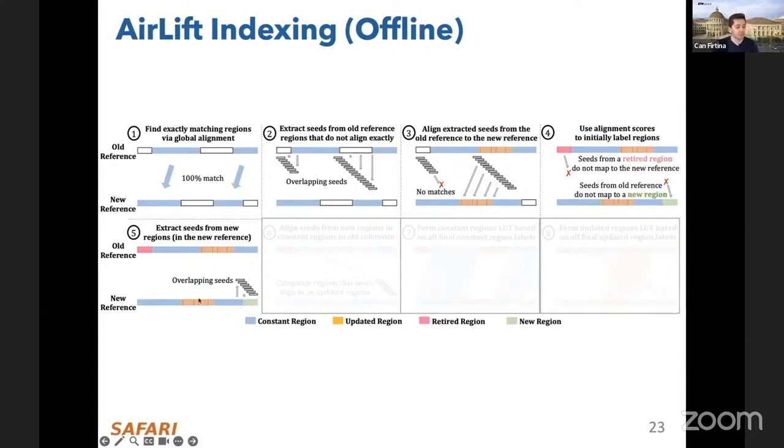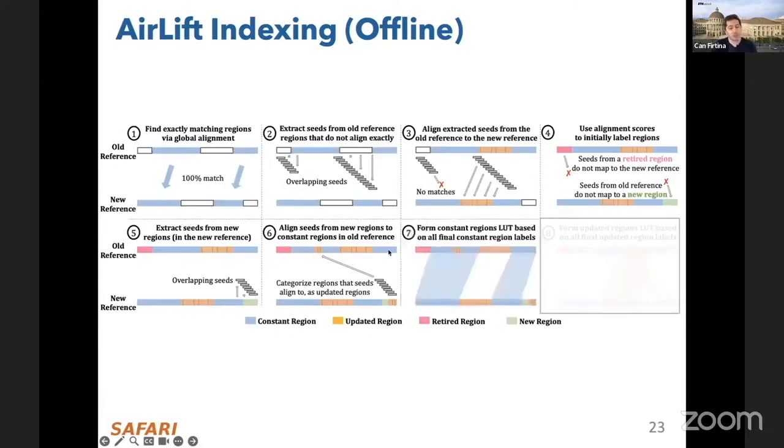So to do that, we again generate all these seeds from the new reference genome and then align them to the old reference genome. Whenever there's a high similarity, we again identify these regions as updated regions. So with that, we now accurately identify all constant regions as well as the updated regions, along with new and retyped regions. These are all the steps that we apply in the indexing step.